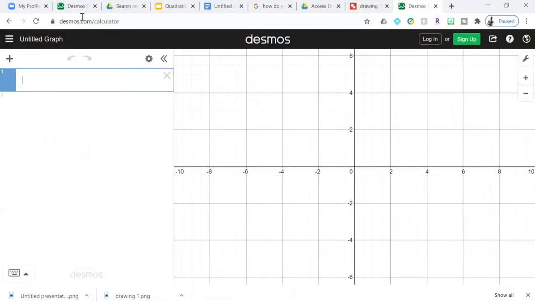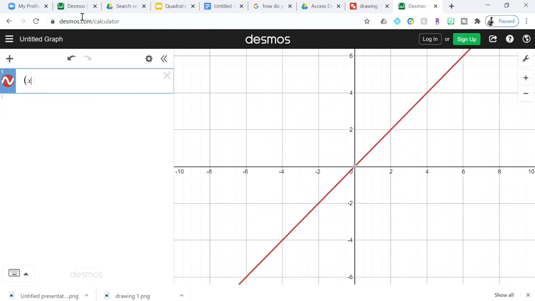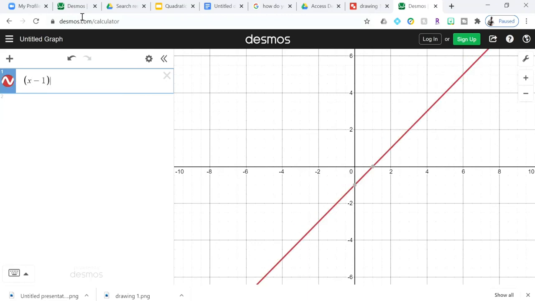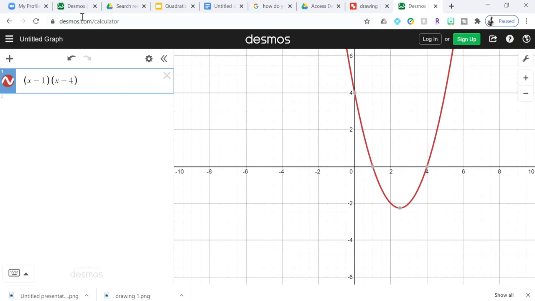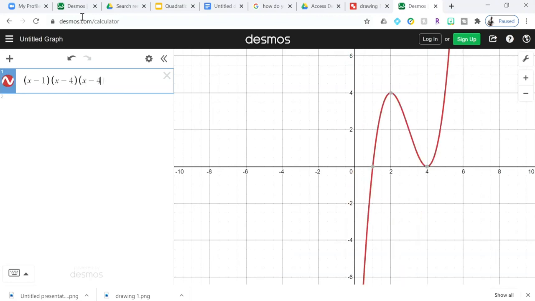Let's go over to Desmos and let's type in something like the one we just had. x minus 1 times x minus 4 times x minus 4. So x minus 1 times x minus 4 times x minus 4. So there's our graph. Notice our zeros. We've got one right here and one right here.